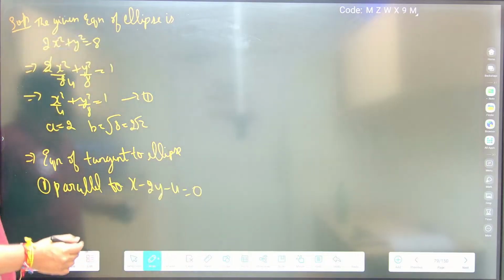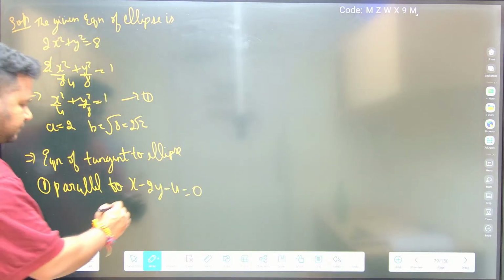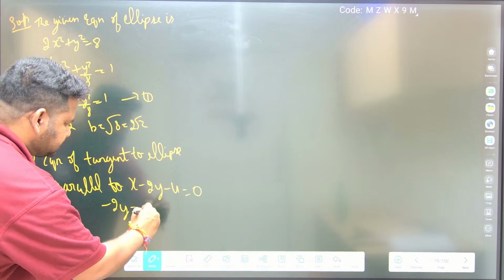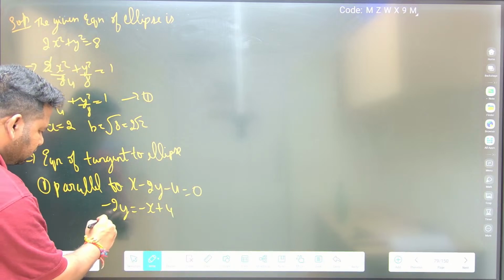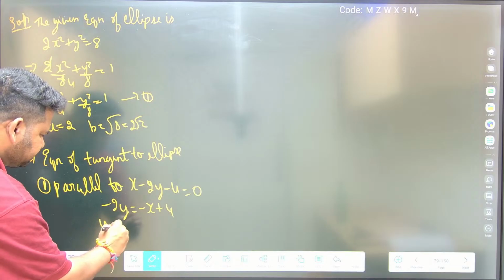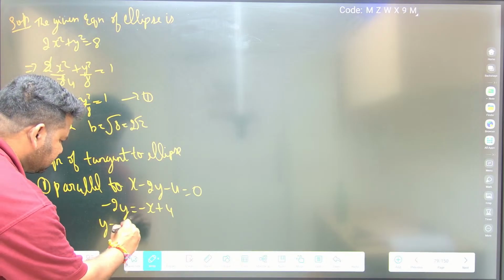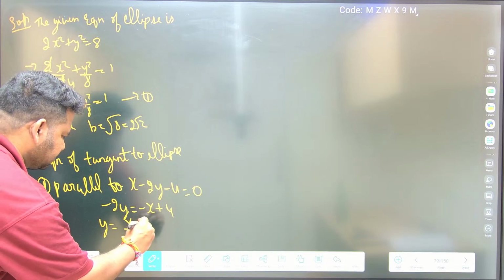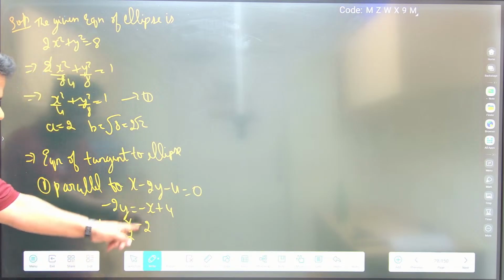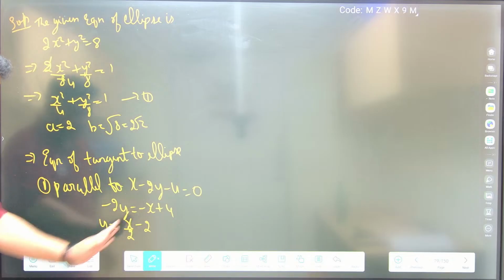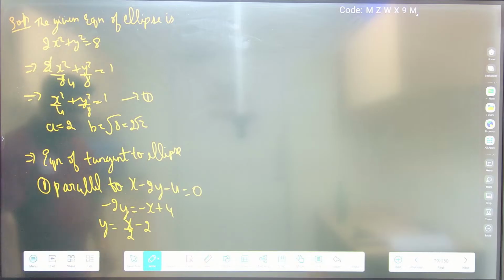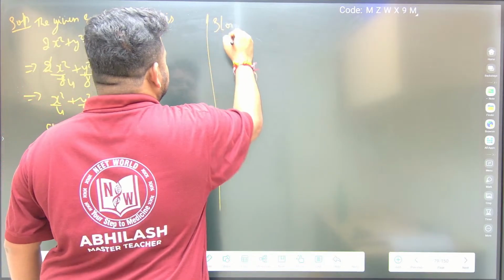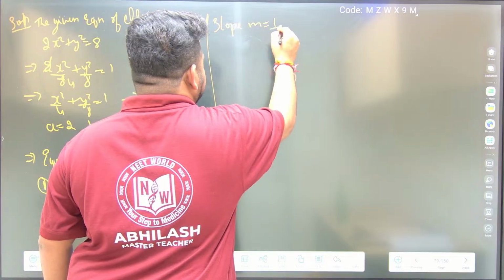Let us write this in the form y is equal to mx plus c. Now minus 2y can be written as minus x plus 4, or y can be written as x by 2 minus 2, because 4 by minus 2, I will bring it down. So y is equal to mx plus c, and here slope m is equal to 1 by 2.